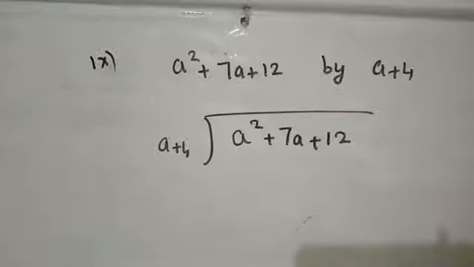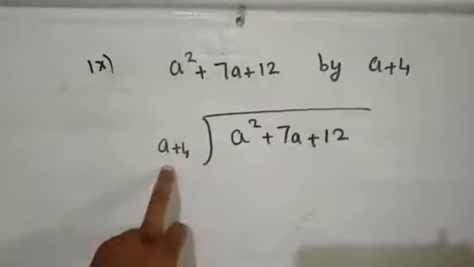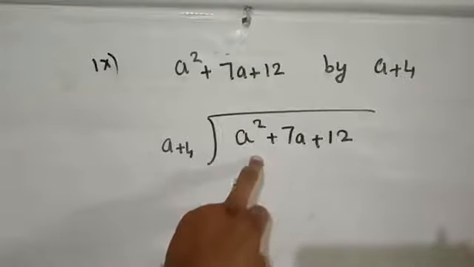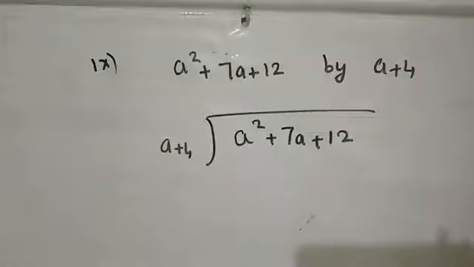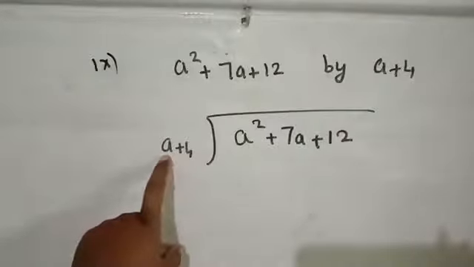We know the usual division of numbers. This is dividend divided by divisor. Already you learned this one. a square plus 7a plus 12 is called the dividend, and a plus 4 is the divisor. Now take the first term of the divisor.